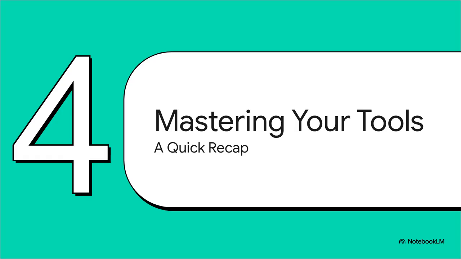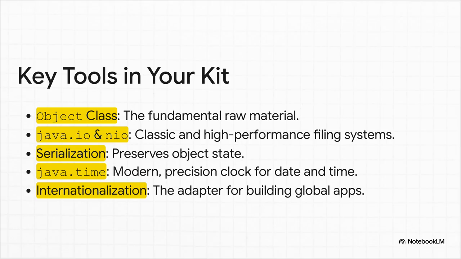All right, so that was a quick tour of some of the most powerful tools in the Java toolbox. Let's do a quick roll call. We started with the absolute foundation, the Object class. Then we looked at our filing systems, the classic java.io and the high-performance java.nio. We covered the vacuum sealer for objects, serialization, the precision clock that is java.time, and the universal adapter for going global, internationalization.